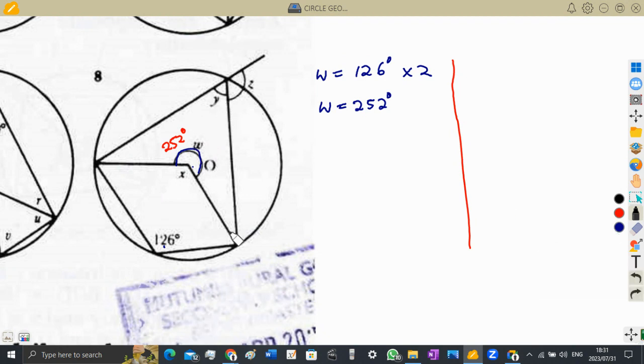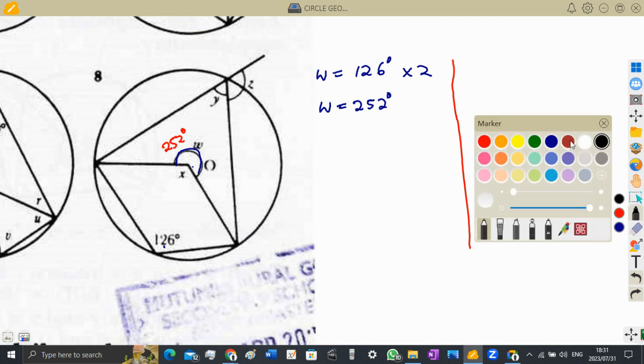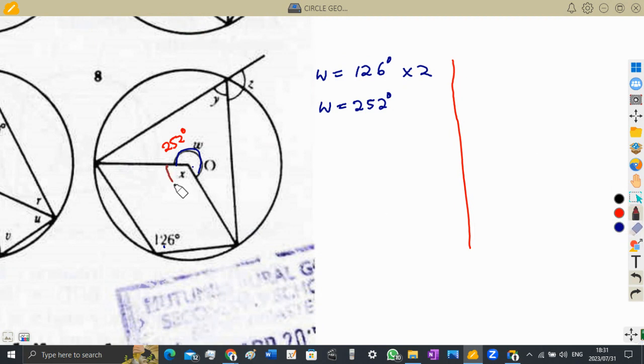I think we can calculate x. So we can say 306. So we can calculate x here because they are on a point. So x is going to be 360 minus what? 252 degrees. So we can calculate x. So 360 minus 252 will be something like 108 degrees. So we now have our x here.